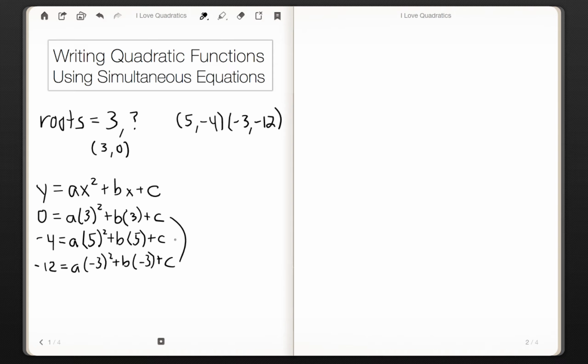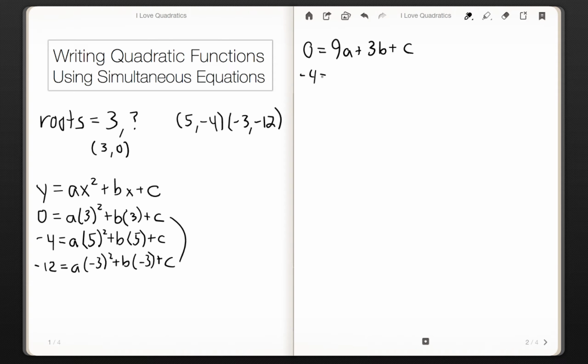So now let's take these 3 equations and just simplify them out with the squares here. So we're going to get 9a plus 3b plus c, and now here we're going to get 25a plus 5b plus c. And for the last one, we'll get 9a minus 3b plus c. So now we have a system of equations, 3 simultaneous equations, 3 variables. So we can solve for each variable one at a time.